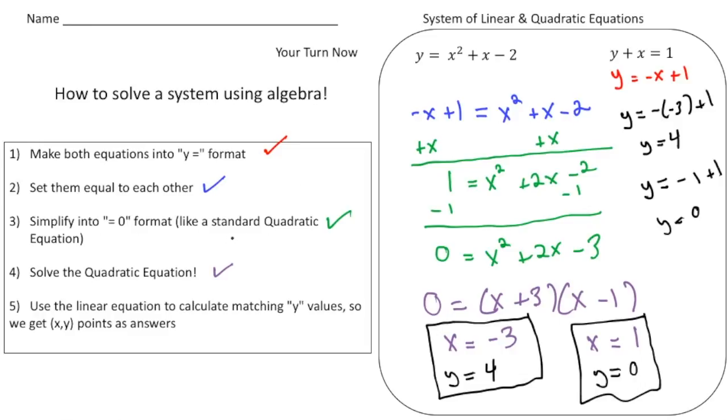In step 3, we change the equation so it equals 0, and that's in green. So we end up with 0 equals x squared plus 2x minus 3. Step 4, we solve the quadratic equation by factoring, and we end up with x equals negative 3 and x equals 1. Then in step 5, we plugged these x values into this equation to get the y values. So we ended up with x equals negative 3 and y equals 4 as one solution, and x equals 1 and y equals 0 as the second solution. How'd you do?